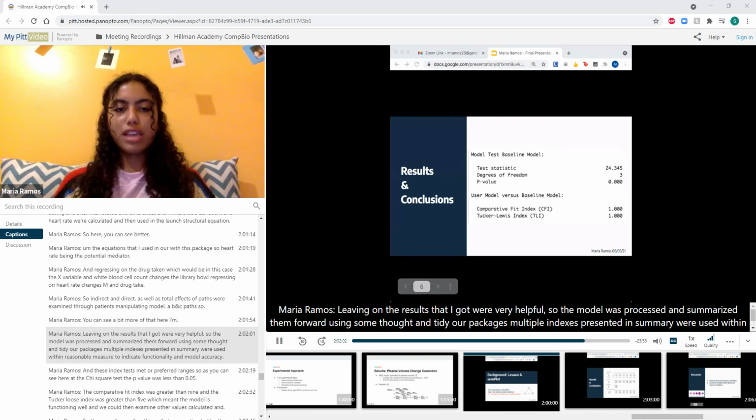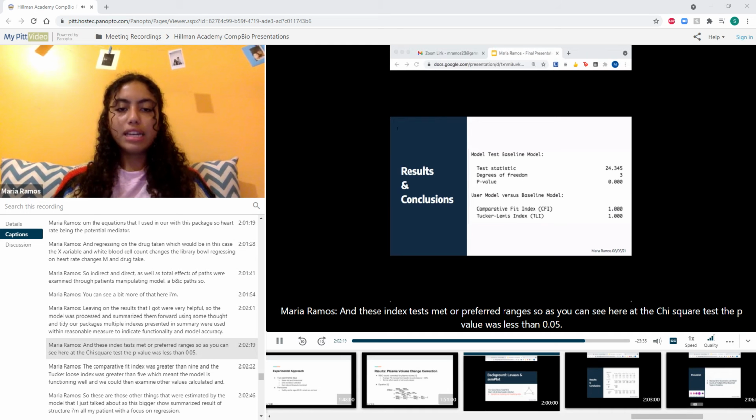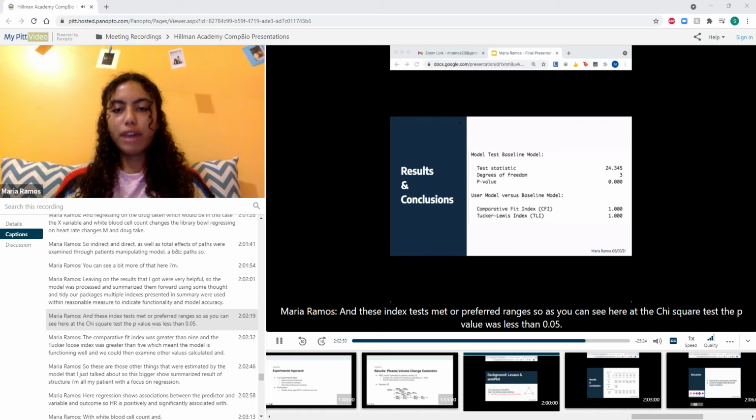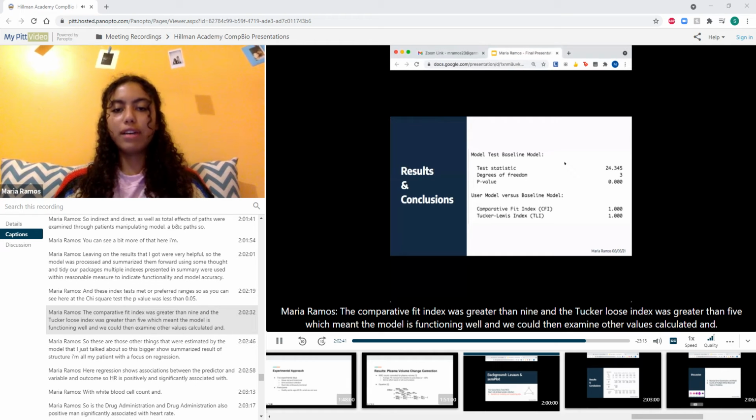Moving on, the results that I got were very helpful. The model was processed and summarized, then plotted using semPlot and tidyr packages. Multiple indexes presented in the summary were used within reasonable measure to indicate functionality and model accuracy, and these index tests met preferred ranges. As you can see here, the chi-squared test p-value was less than 0.05, the comparative fit index was greater than 0.9, and the Tucker-Lewis index was greater than 0.95, which meant the model was functioning well, and we could then examine other values calculated in mediation.